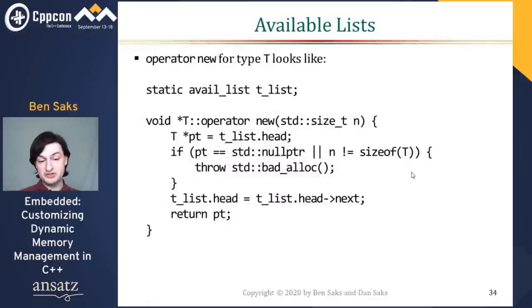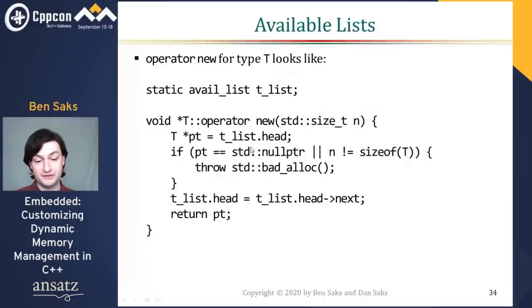And so if we use this to implement an operator new for a type T, it might look something like this. We'd have the avail list declared as a static object. It's called T list here. What operator new would do is look at the head of the list of available blocks. If that pointer is null, meaning there are no available blocks, or, and this is just a safety check to make sure that we're not allocating an object of the wrong size somehow. The compiler should protect us against this, but this is just a safety check. If either of those conditions isn't met, throw bad alloc. And again, we'll talk about other forms of failure that could come up later on.